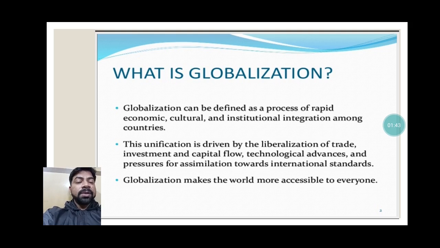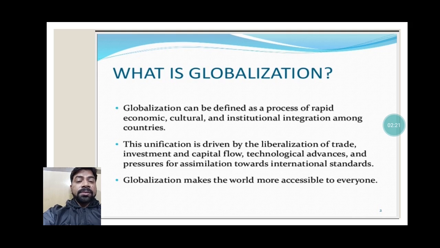This is happening because of the liberalization of trade. If we talk about economic globalization, it cannot be possible without liberalization of trade. We are spending money in the market, capital flow is there, and technology is also advancing, which gives a boost to globalization, as well as there is a pressure for assimilation towards international standards. Now there is hardly any country in the world that doesn't want to interact with others or wants to separate from other countries.